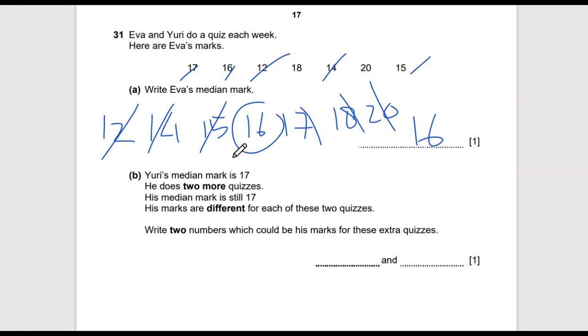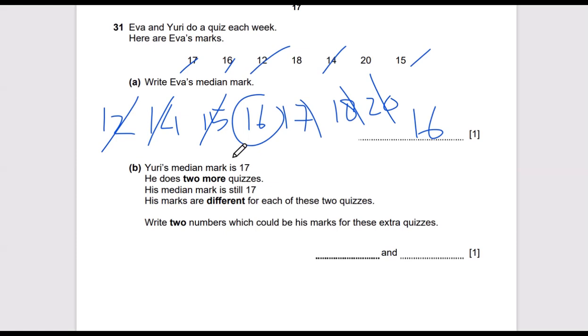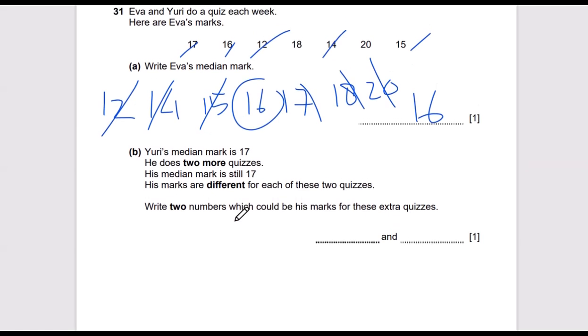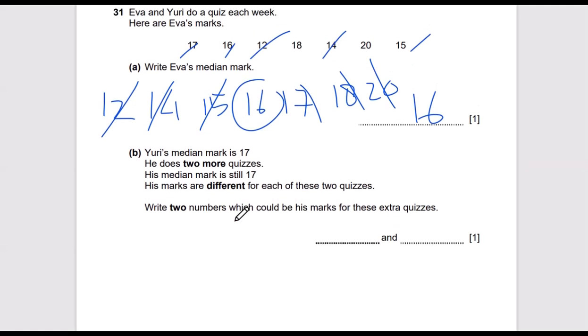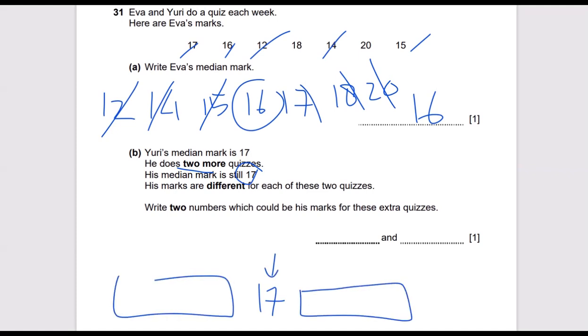Okay, so Yuri's median mark is 17. He does 2 more quizzes, and his median mark is still 17. His marks are different for each of these 2 quizzes. Write down 2 numbers that could be his marks for these extra quizzes. So now the median mark is still 17, so with 2 more quizzes, one should be on the left and one on the right of the median. The marks are different for each of these quizzes, so less than 17 maybe is 15, and more than 17 is 18. So the median is still 17 that way, because we are putting one data point to the left and to the right of the median, and they are different, so we just write 15, 18.